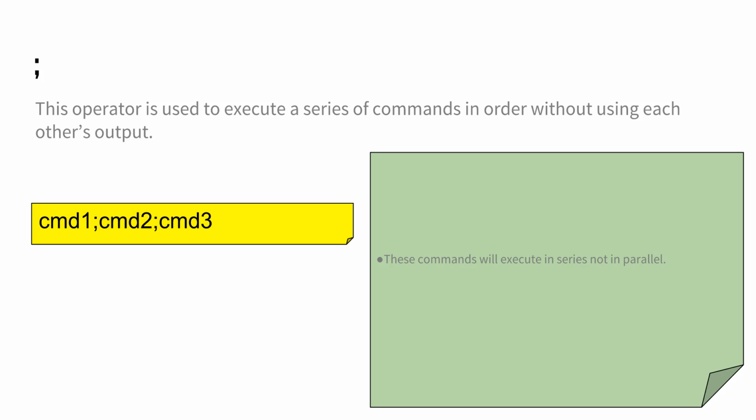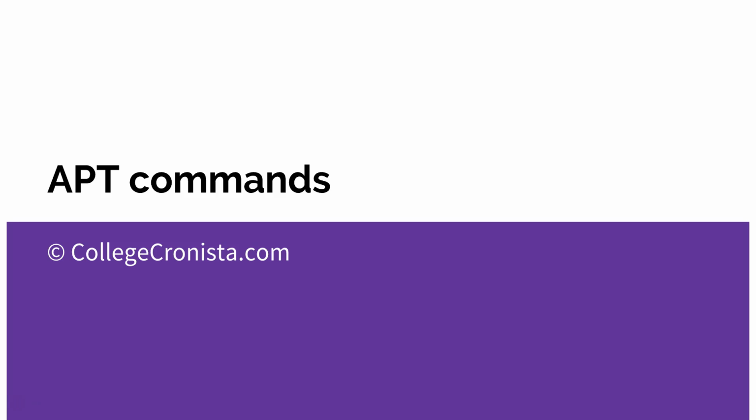Semicolon. No matter what the output of the previous command is, just execute these as independent commands, one after the other. That's it. Again, it's not parallel. This will be executed in series. So execute command 1, and once it finishes, execute command 2, no matter whether command 1 failed or passed. So this is how you execute multiple commands. And when you write a lot of batch jobs, you will need these operators, and they will come in handy for you.